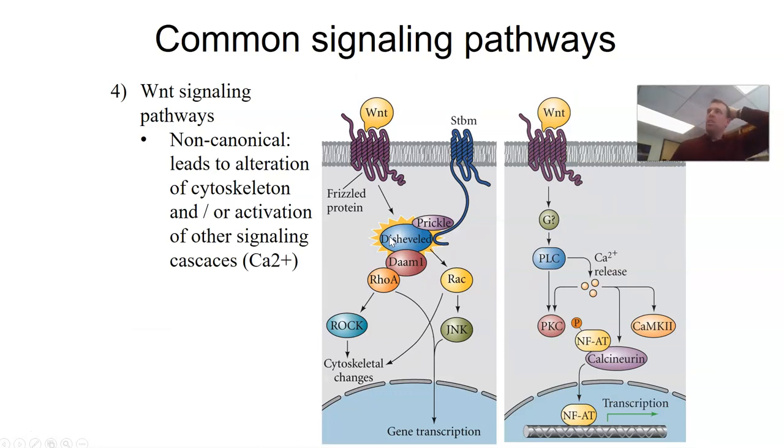We don't really need to understand the other pathways, but there's a non-canonical pathway to Wnt as well. Wnt is very involved in all kinds of signaling, gene transcription, and activating transcription factors. So these are just very broad families that encompass a lot of different signaling. We have FGF, JAK-STAT, we have hedgehog, and we have Wnt.